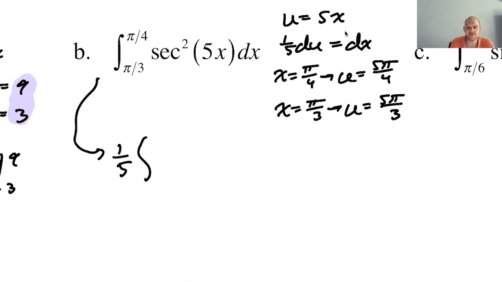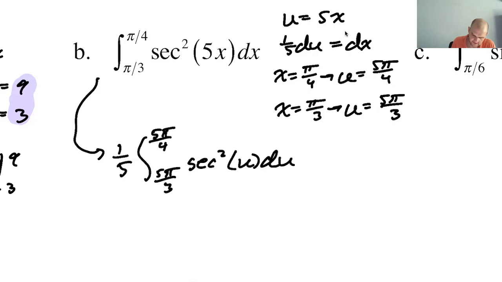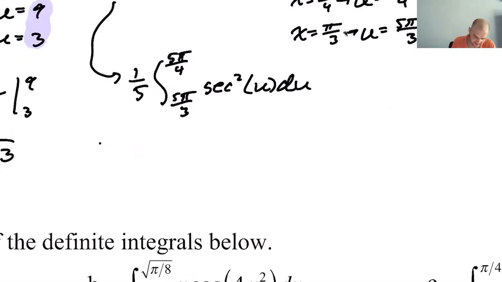They're in different quadrants. So I'm going to write this and then switch the bounds. I should have switched the bounds and changed the sign, but all right, we're committed. Pi over 4 was on top, so 5 pi over 4 is on top. It shouldn't be, but it is by direct substitution. Pi over 3 is on the bottom, so 5 pi over 3 is on the bottom. Secant squared of U du. All right, so we switch it and change the sign. Negative 1/5, 5 pi over 4, 5 pi over 3, and then secant squared of U.